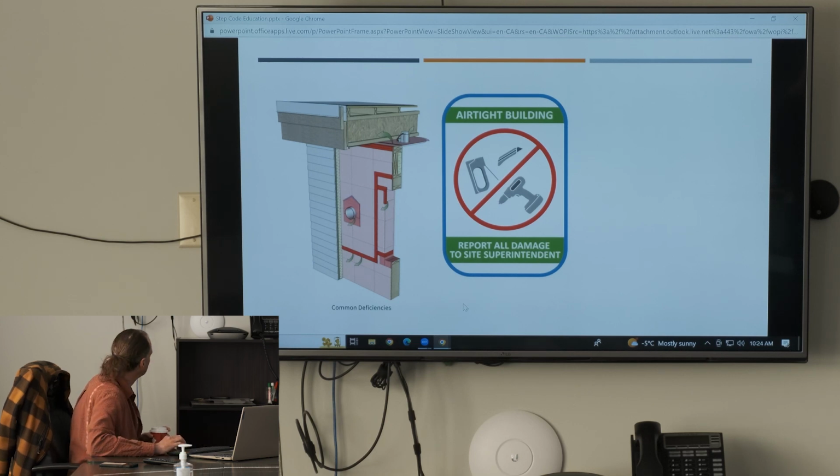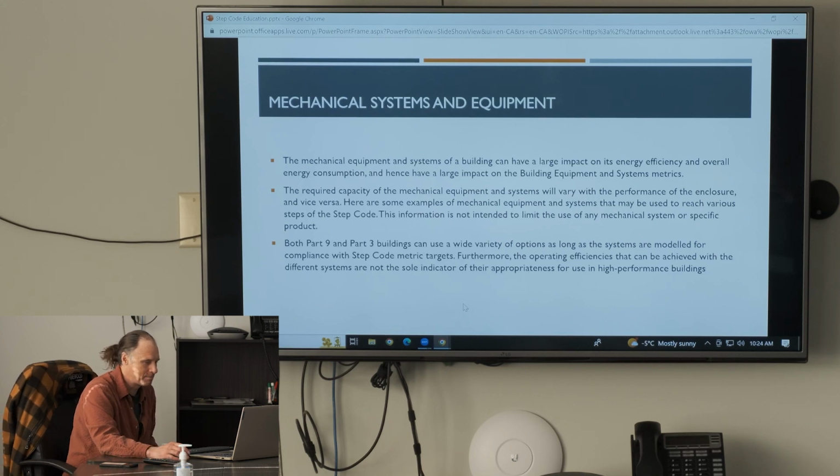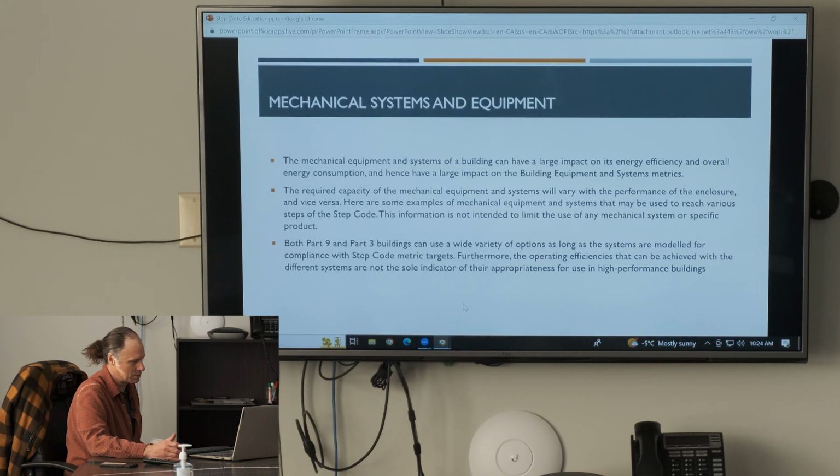So now let's talk a bit more about mechanical systems and equipment. Mechanical equipment and systems of a building can have a large impact on its energy efficiency and overall energy consumption, and have a large impact on the building equipment and systems metrics. The required capacity of the mechanical equipment and systems will vary with the performance of the enclosure and vice versa. So here are some examples of mechanical equipment and systems that may be used to reach various steps of the step code. This information is not intended to limit the use of any mechanical system or specific product.